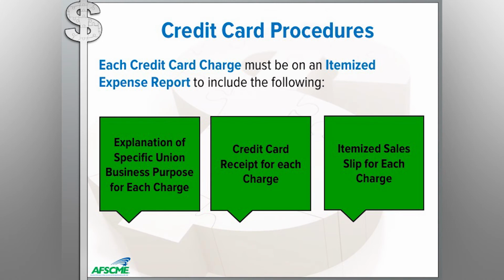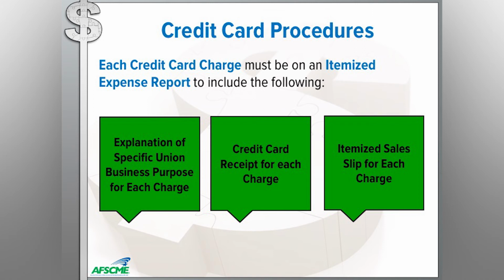Each credit card charge must be itemized on an expense report to include the following: You want an explanation of the specific union business purpose for each charge. You want the credit card receipt for each charge. And you want the itemized sales slip for each charge. That credit card receipt is only going to give you a total. You need the itemized sales slip, which provides the details of the purchase.